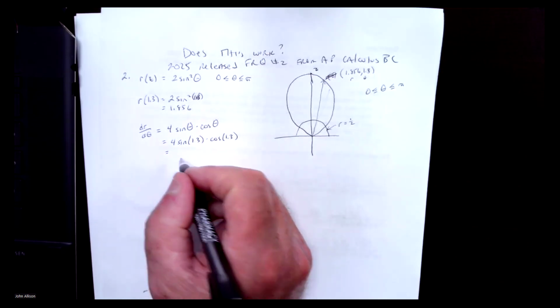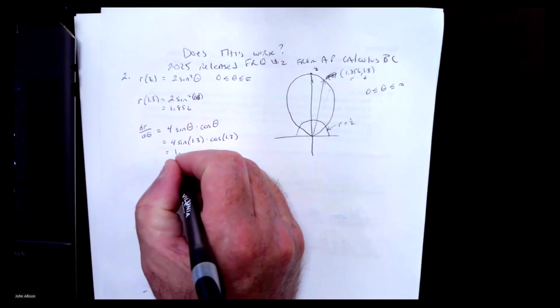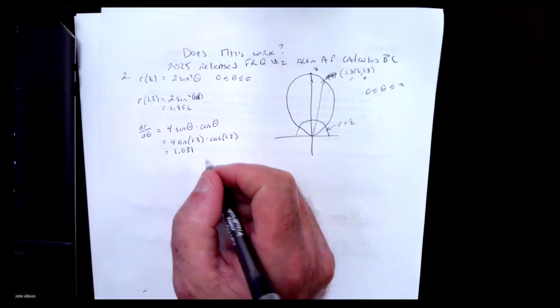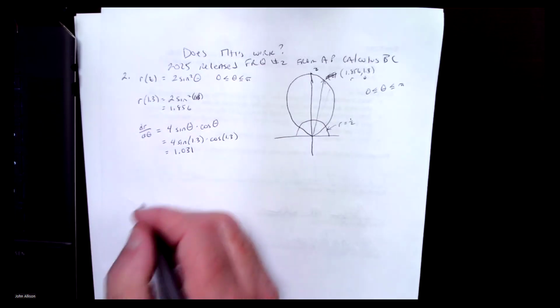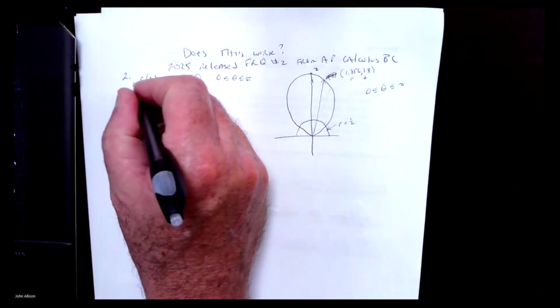We could enter that in the scientific calculator, but I'm going to go ahead and enter it and get a decimal approximation here. So I will get 4 sine 1.3 times cosine 1.3. That gives me 1.031. We don't have any units on this, so we don't have to put units. Okay, so that was part A.